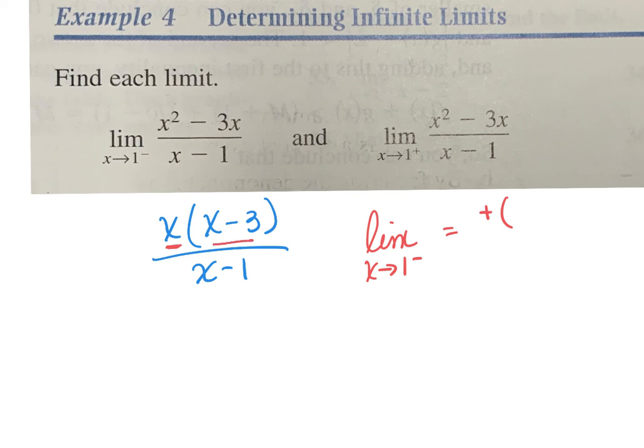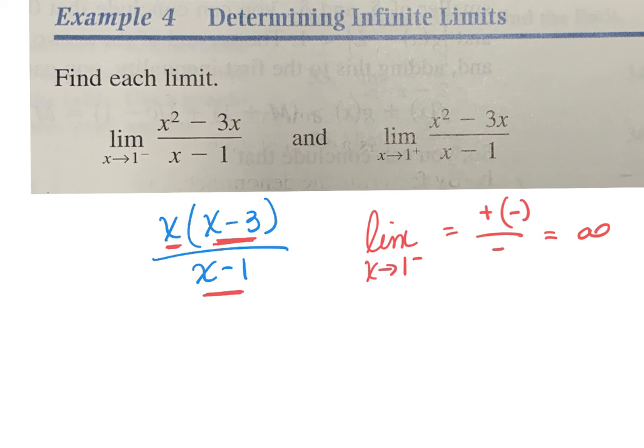Times just a little bit smaller than positive 1. Positive or negative? Negative. Just a little bit smaller than positive 1. Positive or negative? What are my rules of multiplication and division? Is that answer going to be positive or negative? Yeah, I have 2 negatives, right? Any even number of negatives. So this guy is going to be positive infinity. Does everybody see what I did there?